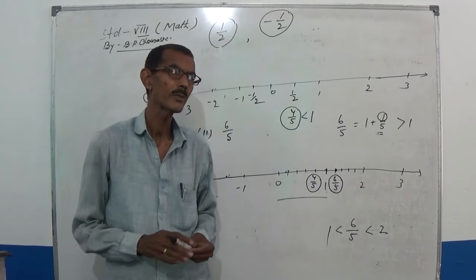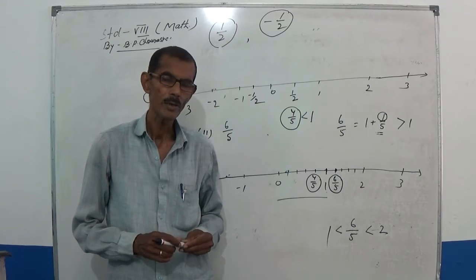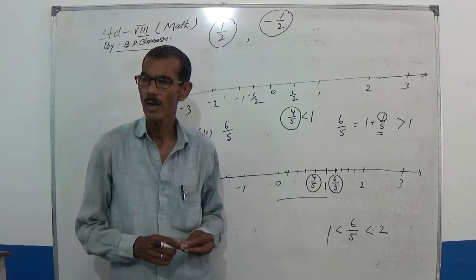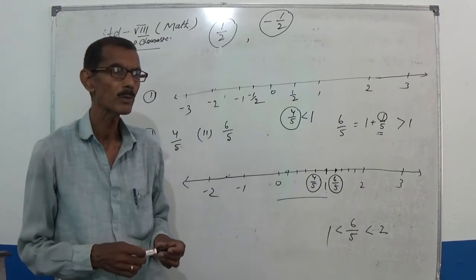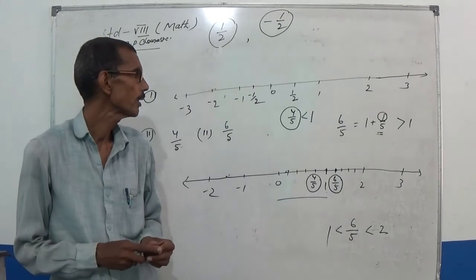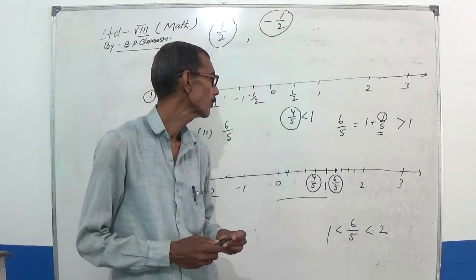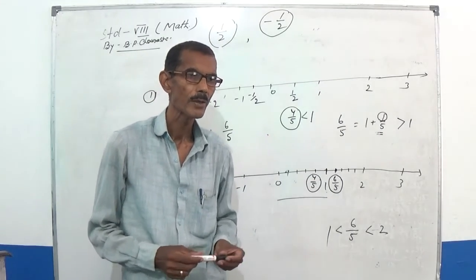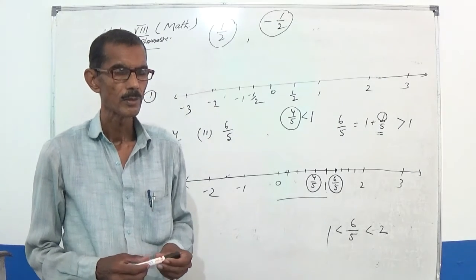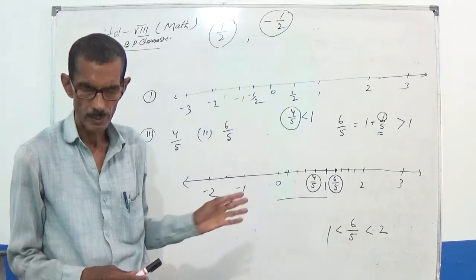Similarly, you can change a given rational number, whether it is in proper form or improper form. If the given rational number is in improper form, you can change it into mixed form and locate that type of rational numbers on the number line in a similar way.